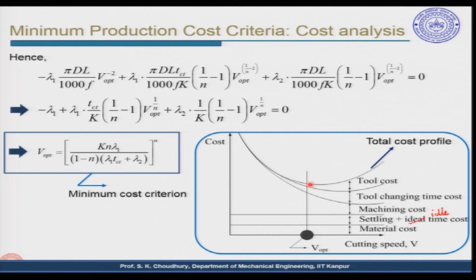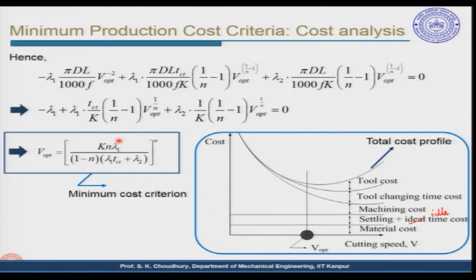This minimum indicates the point where we will have the V optimum. At this V optimum value, the cost is minimum, in the sense that if we reduce the value of V, the cost will be higher, and at a higher velocity than the optimum velocity, the cost will again be higher. Only at this value of the velocity will we have the minimum cost. So, this is what we mean by the minimum cost criteria, and this is the optimum velocity by which we can get the minimum cost.